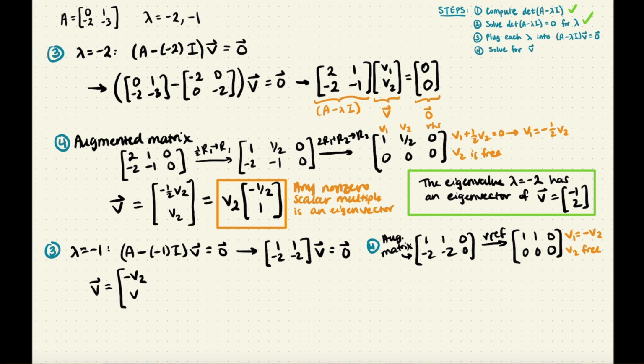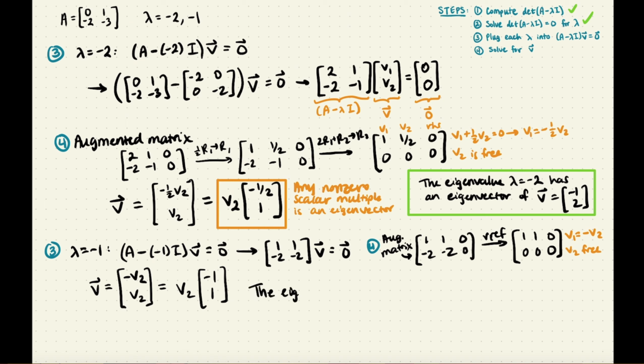And then v2 is our free variable, so I'll just leave it alone there. And we factor out the free variable, we've got negative 1, 1 there. Again, any scalar multiple of this vector is an eigenvector. So I'll just pick that one. Negative 1, 1 seems nice enough.